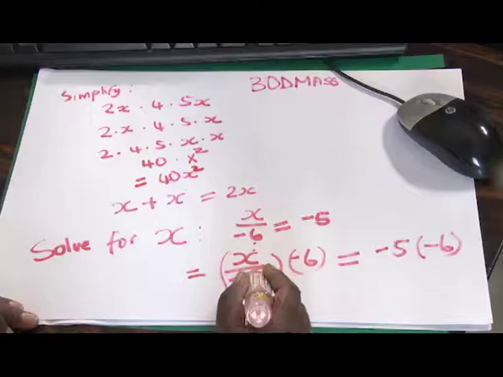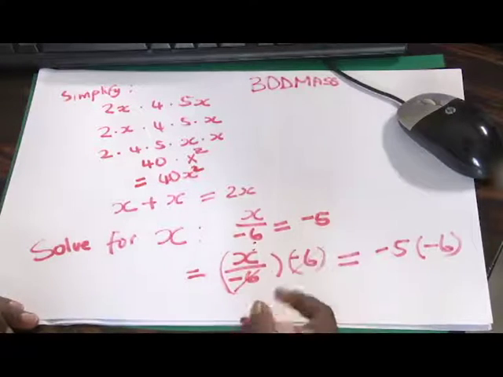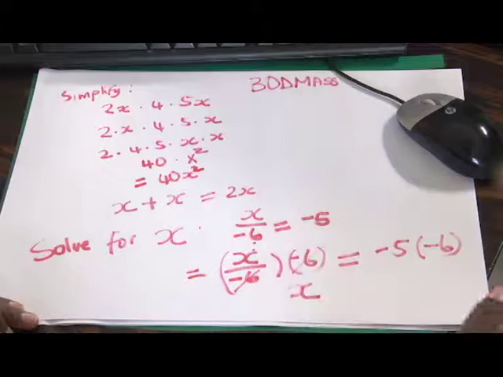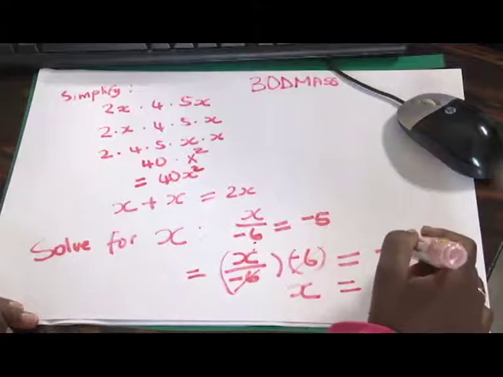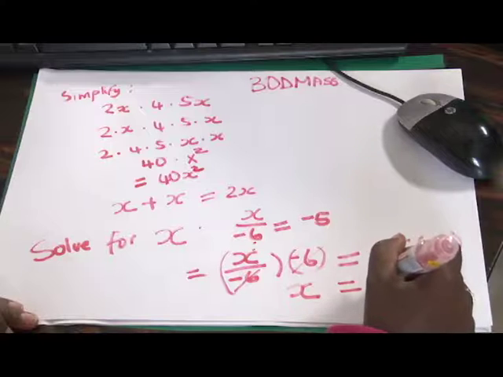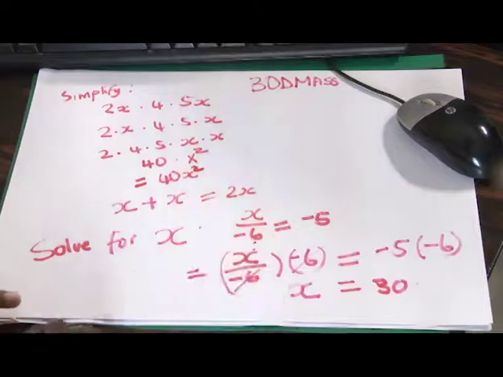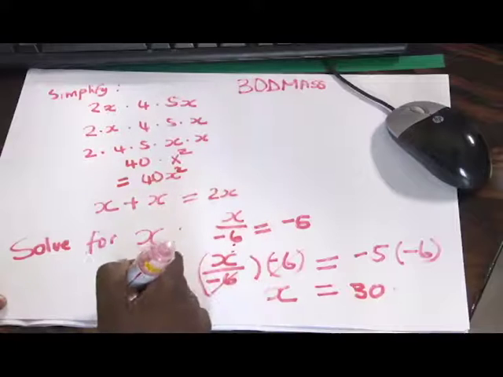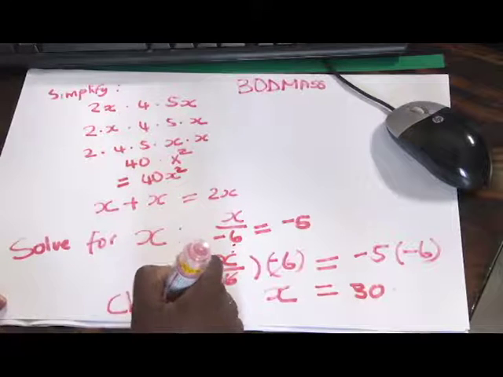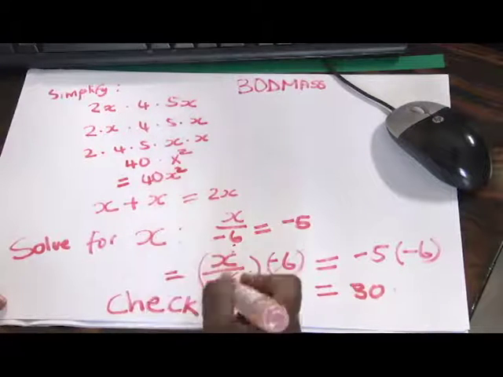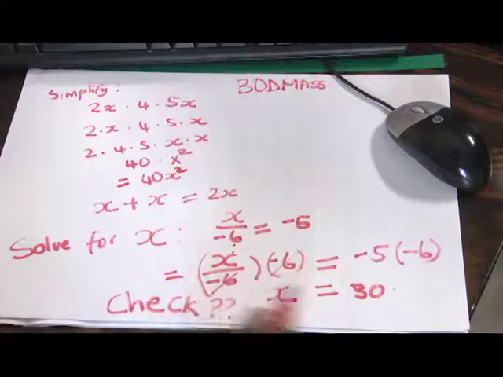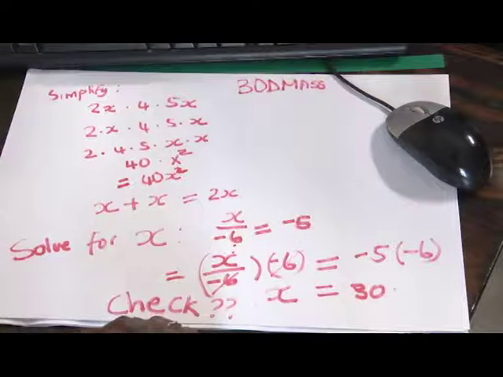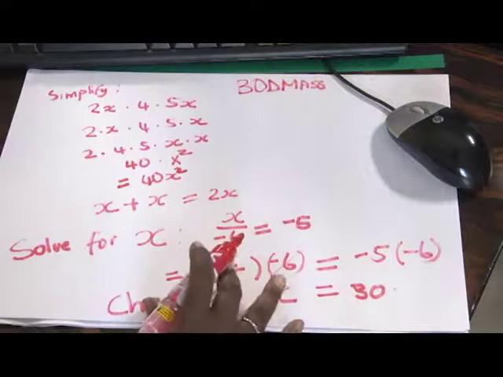Now this one and this one, they cross each other out. Now we only have x left, which is equal to a negative times a negative, which becomes a positive, and now we have 30, and that is our answer. So how do we check whether we are correct or not? We still need to check. When you give an answer, you also need to double check whether your answer is right or wrong. For this equation, it's easy.